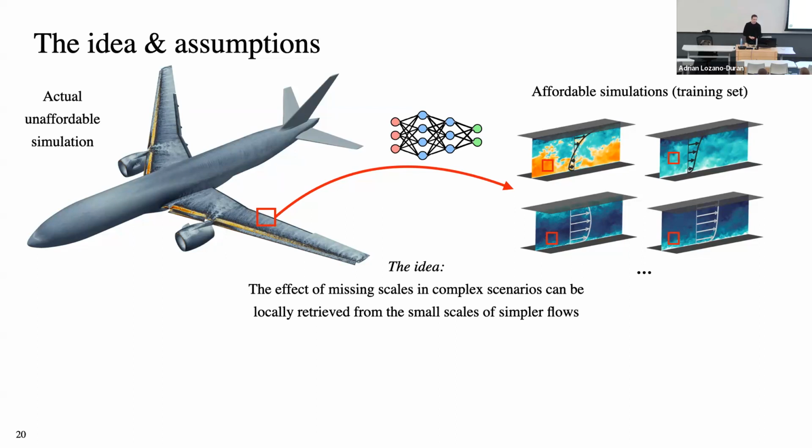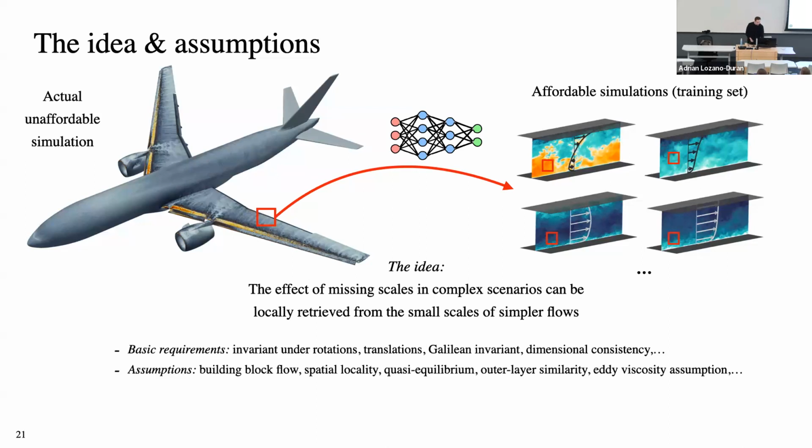And that's the main idea: these missing scales in more complex cases can be retrieved from the smallest scales of these simple blocks. Now, the largest scales I don't worry so much about. My grid is resolving the largest scales, so those are okay. The problem is the effect of the smallest scales on those larger scales, and that is what they are coming from. And this is the strongest assumption of the model, and it is literally what sets the bottleneck of the model.